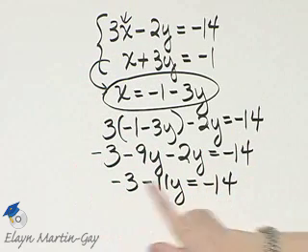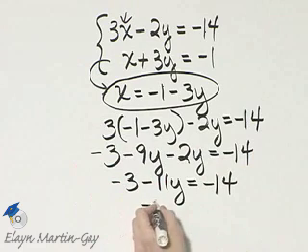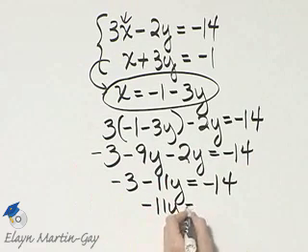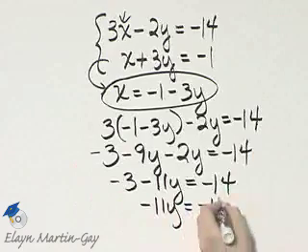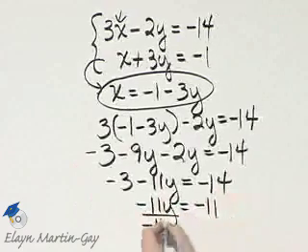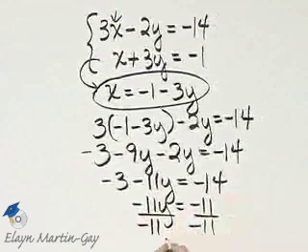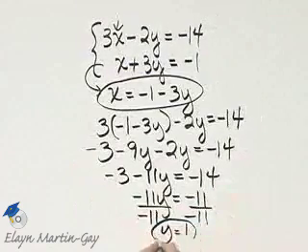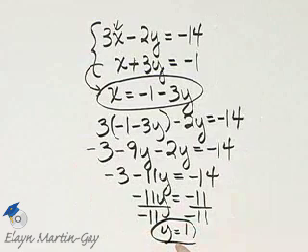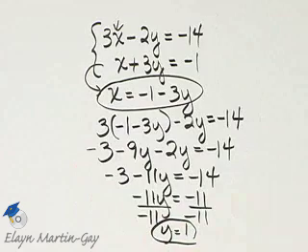Let's add 3 to both sides. I'll have -11y is equal to -14 plus 3 is -11. And then divide both sides by -11. And we'll have that y is 1. So can you see we have the y value of the ordered pair solution of this system. Y is 1.